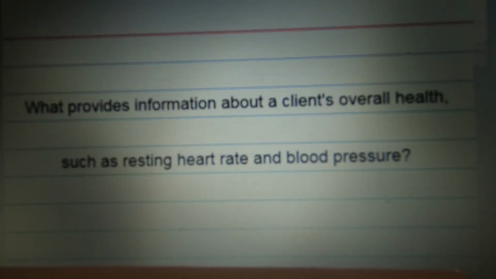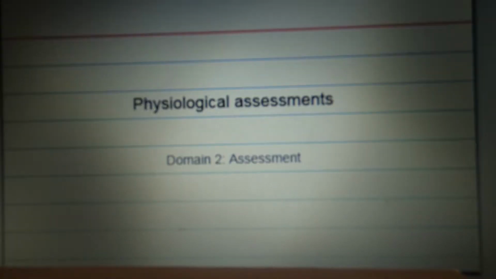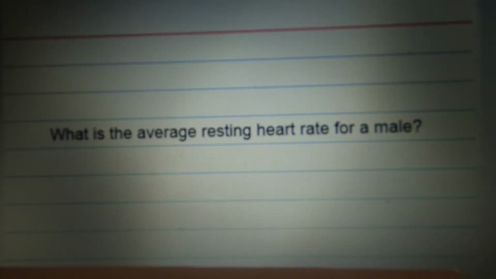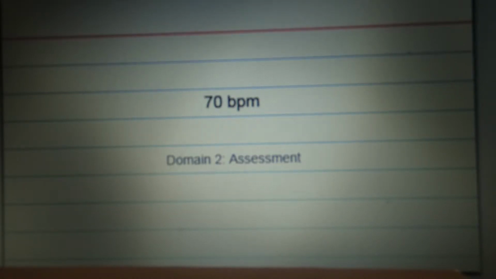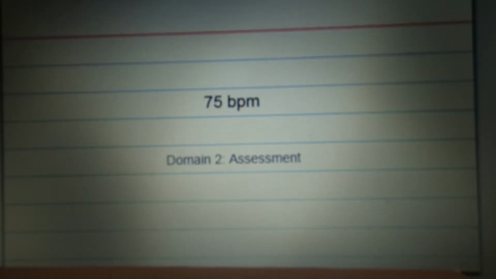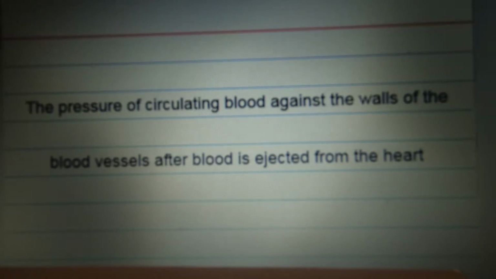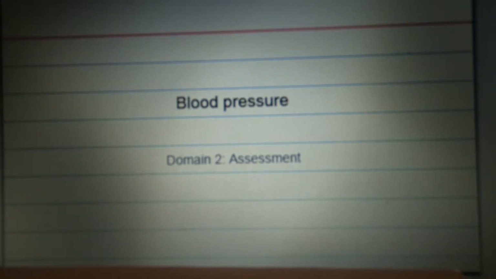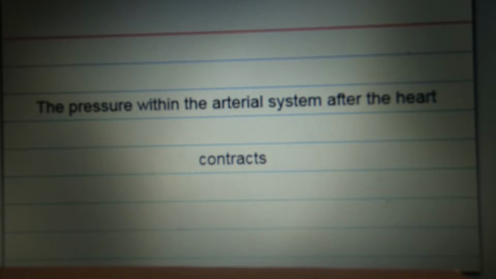Objective assessments. What provides information about a client's overall health, such as resting heart rate and blood pressure? Physiological assessments. What is the average resting heart rate for a male? 70 BPM. What is the average resting heart rate for a female? 75 BPM. The pressure of circulating blood against the walls of the blood vessel after blood is ejected from the heart. Blood pressure. The pressure within the arterial system after the heart contracts.